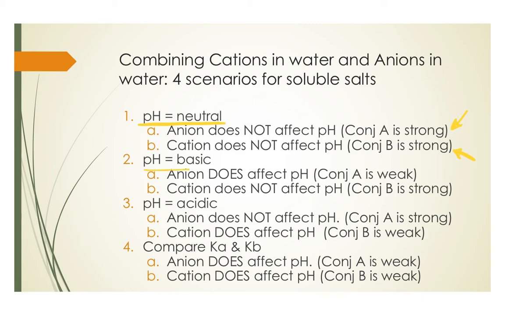pH is basic if the anion does affect the pH, but the cation does not. pH is acidic if the anion doesn't affect the pH and the cation does. Last but not least, let's say both the anion and the cation affect the pH. They both have conjugates that are weak. Well, in that particular case, that's where we compare the Kb of the anion versus the Ka of the cation.